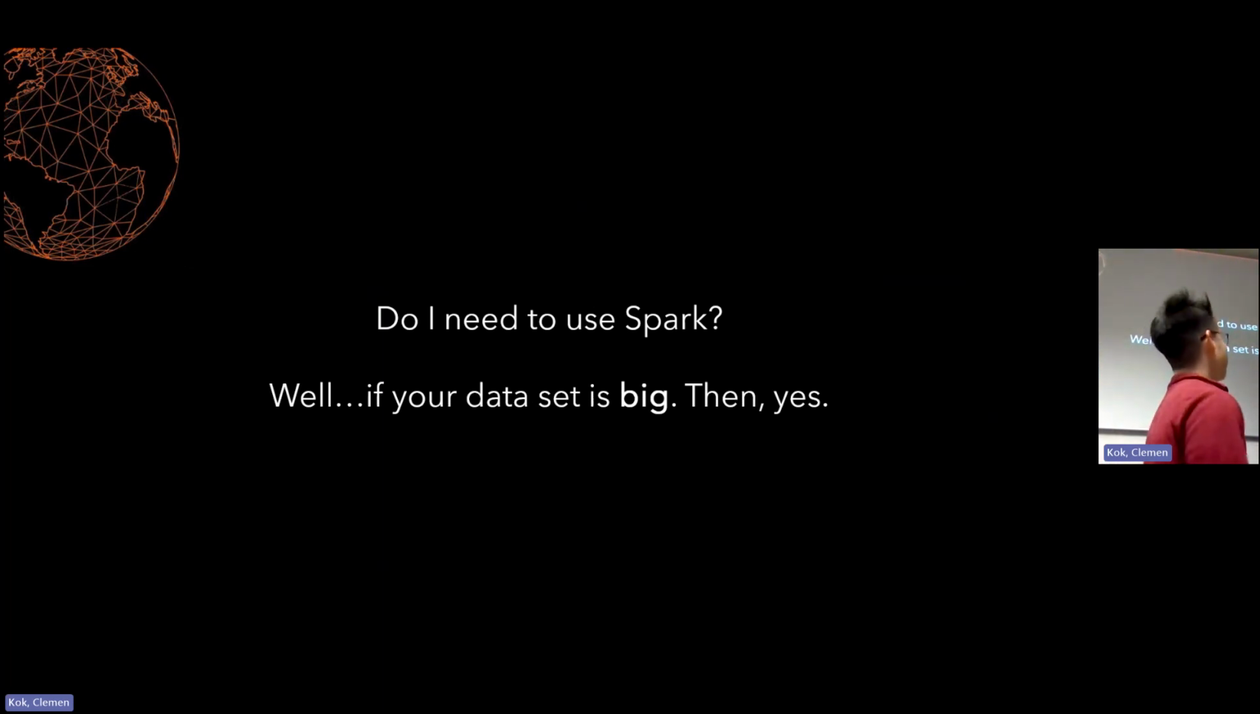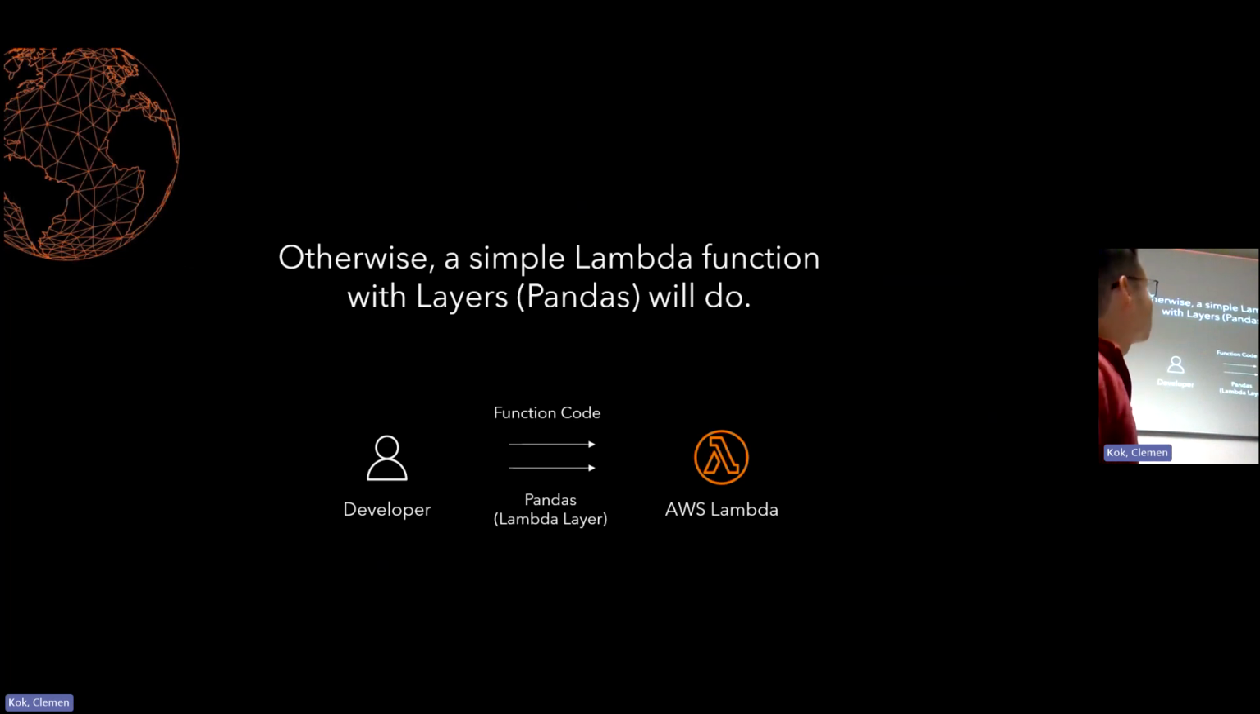The first thing: do I need to use Spark? Because I have pandas, right? Why would I need to use Spark? So Spark is optimized for large data sets. We'll go through the architecture of Spark later, but Spark is very handy when it comes to managing a few gigabytes, for example. It makes it very fast. If your data set is not big, a simple Lambda function with pandas might do.